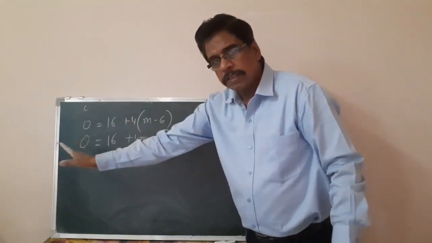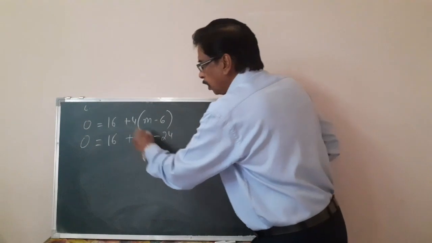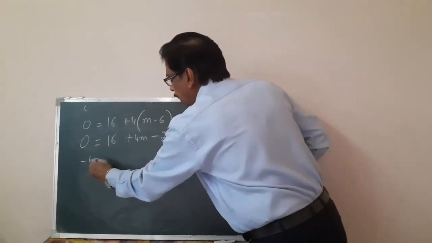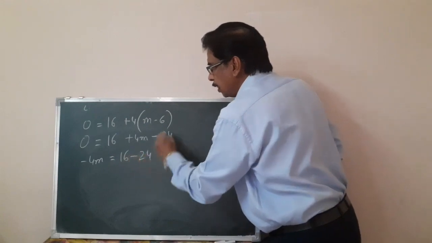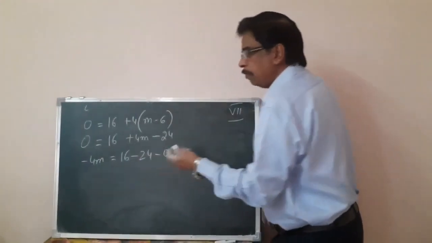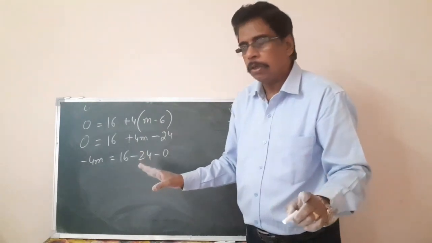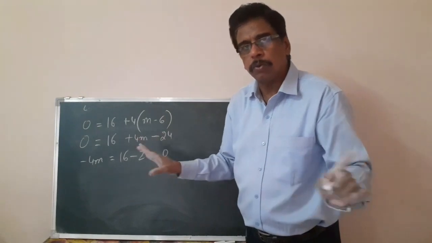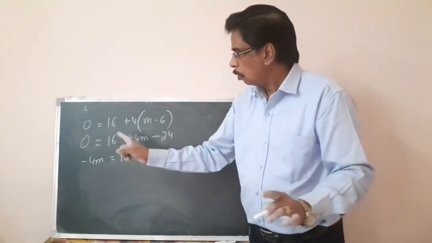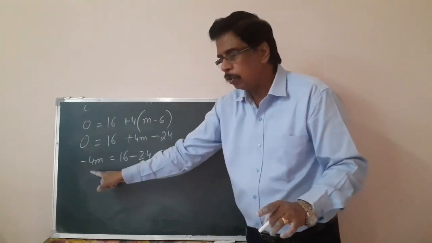Variables on the left hand side. Constants on the right hand side. So plus 4m, bring it to the second side. Minus 4m is equal to 16 as it is, minus 24 as it is. 0 is there, no problem. Even if you write 0 or don't write 0, it's not an issue because 0 is there. So you can either bring it this side or leave it out also. No problem. So plus 4m, bring it to the left hand side, becomes minus 4m.